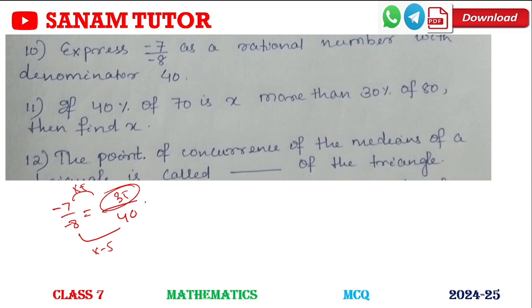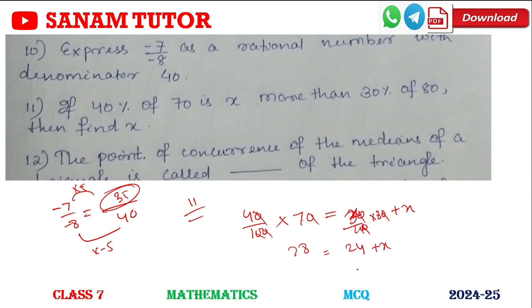Then next question 11. 40%, so 40 by 100 of means into 70 equal to x more than means plus x, then 30% means 30 by 100 of 80, that is into 80. Now solve. Cancel the zeros, 28, cancel zeros, cancel 8 3 ja 24 plus x. So x how much? 28 minus 24, that is 4. So x equal to 4.